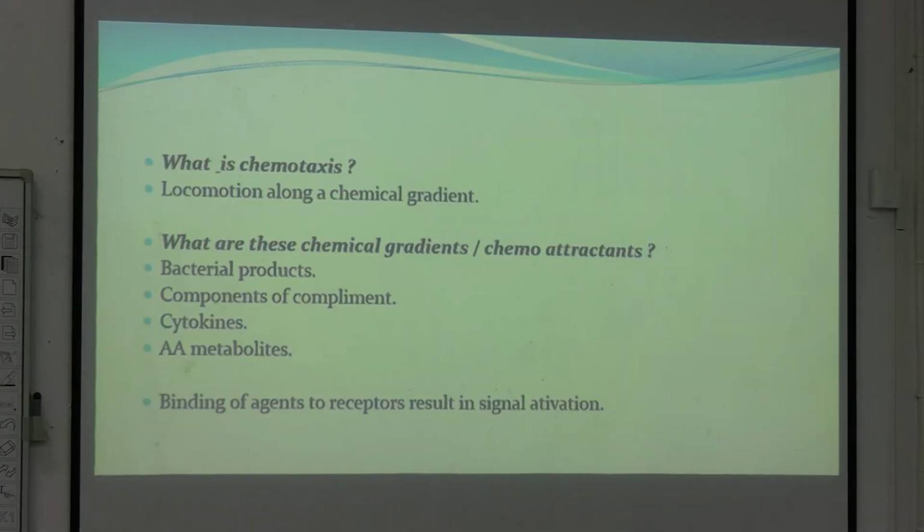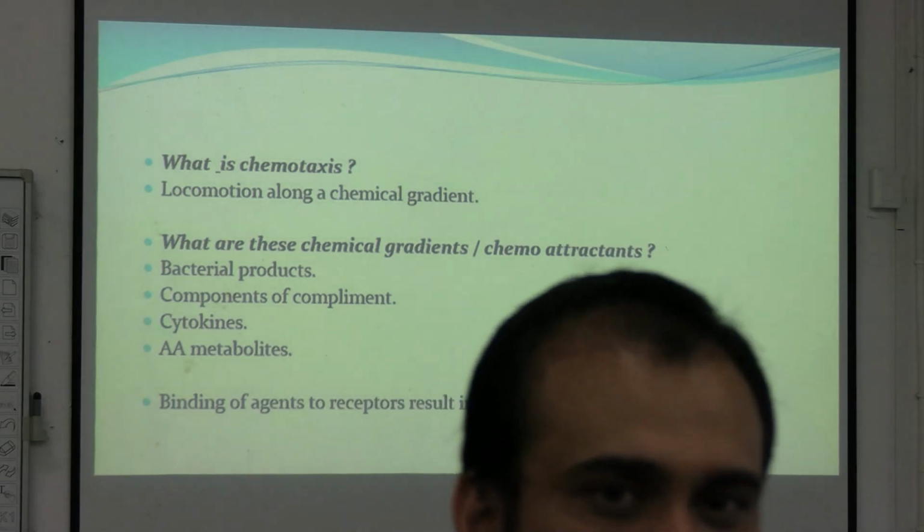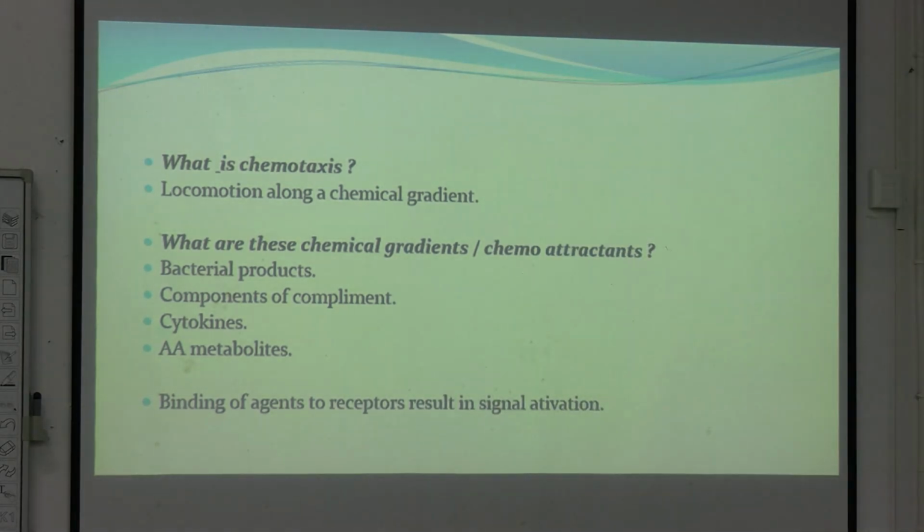So this is chemotaxis. Locomotion along a chemical gradient. So what is the chemical gradient? Who does it? Interleukins. Especially which interleukin? It's a cytokine. What kind of a cytokine is it? Interleukin 8. So interleukin 8 is a chemoattractant. So what do we call chemoattractant cytokines?